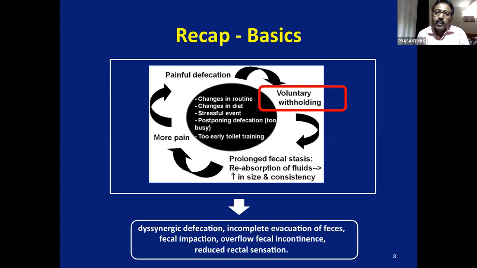All this will be pushing the child into a cycle of painful defecation resulting in voluntary withholding. The consequence of this voluntary withholding will be that the stool will be retained in the rectal ampulla for a long time. That will result in absorption of fluids and a further increase in size and consistency of the stool, making it harder. The consequence of this process will be dyssynergic defecation. That is, during the normal defecatory process, the puborectalis muscle is expected to relax. The internal anal sphincter and external anal sphincter are all expected to relax during the defecatory process. That is not happening, so there is incomplete evacuation of feces. There will be fecal impaction. After fecal impaction, there will be seepage of contained fecal matter in the form of fecal incontinence, and this will cause considerable difficulty. So the basic process is voluntary withholding. Unless this chain is broken, this problem is bound to recur.